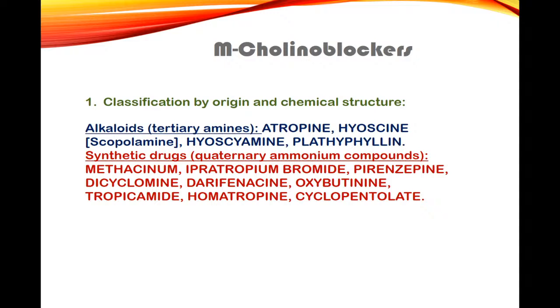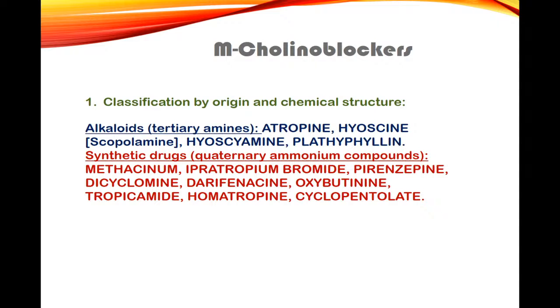And now classification of M-cholinoblockers. First of all, we distinguish two groups by the origin: plant origin or alkaloids, and synthetic drugs. What does it mean, alkaloids? Alkaloids is one of the classes of the group of plant origin molecules. The plants can produce a lot of different groups. One group is alkaloids.